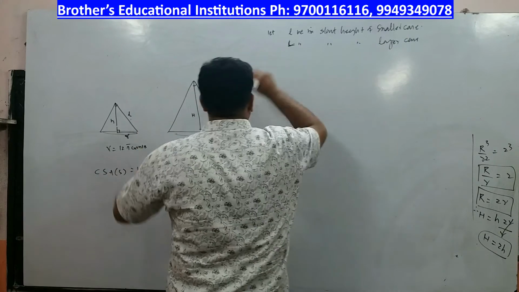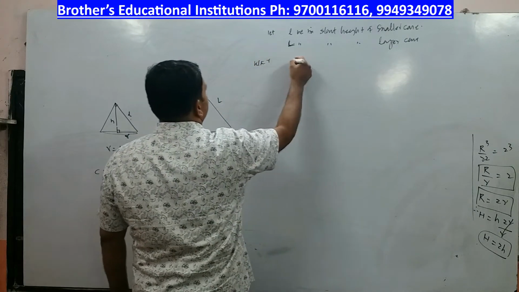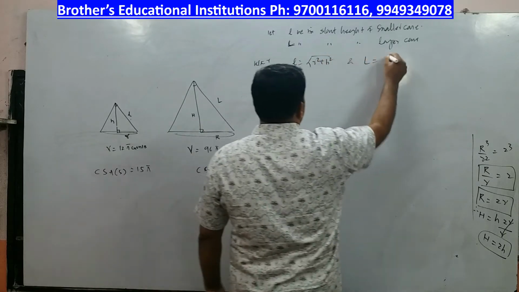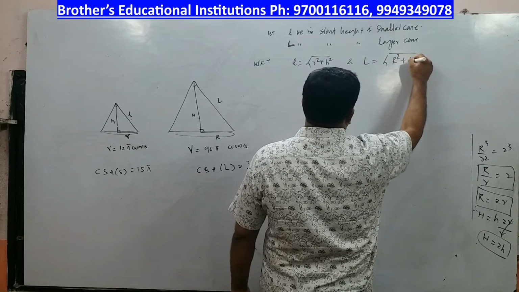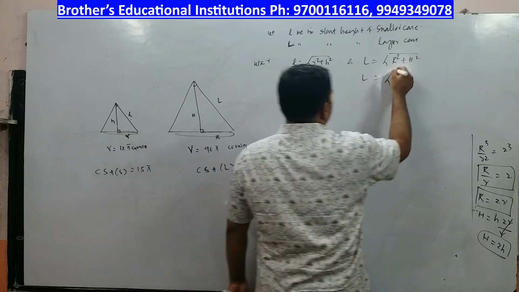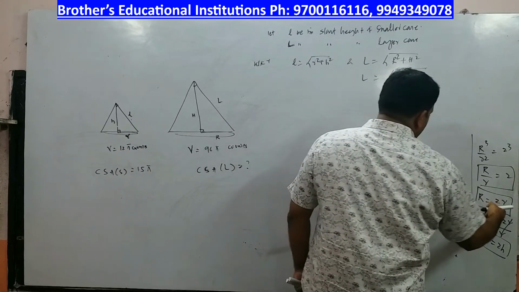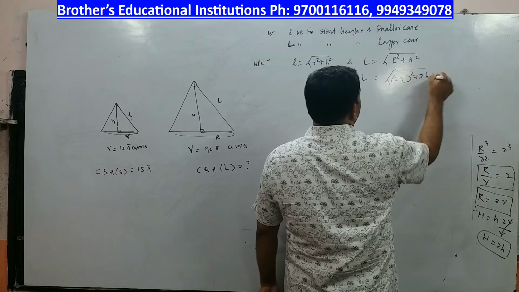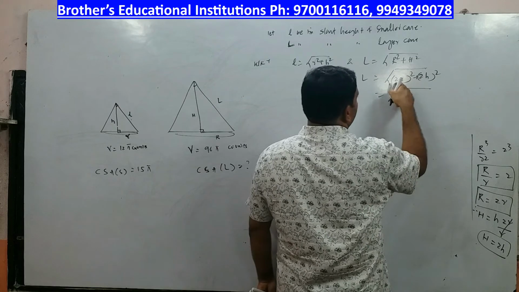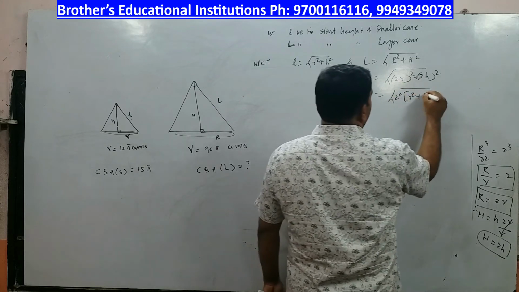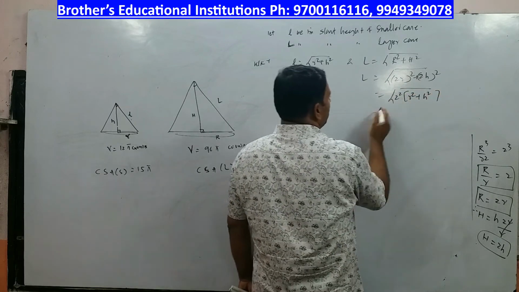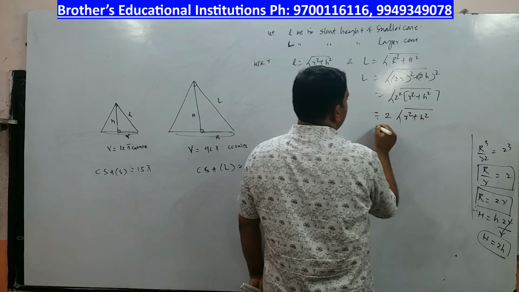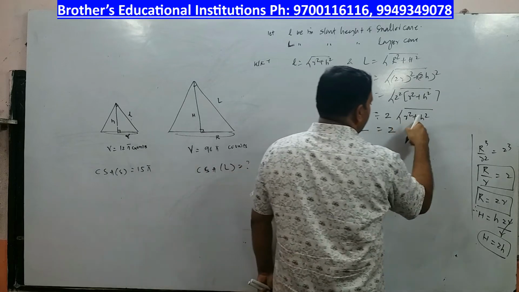Now what is the relationship we have? We know that l is equal to under root of r square plus h square, and capital L will be equal to under root of capital R square plus capital H square. Now capital L is equal to under root of, replace this: capital R is equal to 2r whole square, capital H is equal to 2h whole square. So it will be under root of 2 square taken common, r square plus h square. Under root of 2 square is 2, so capital L will be equal to 2 into under root of r square plus h square, and this is nothing but small l.